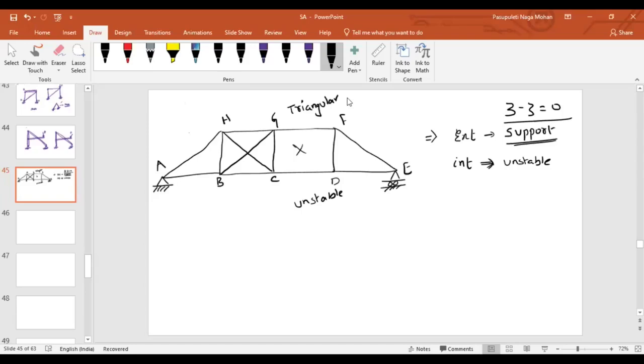It's clear, right? It is internally unstable, or we can say that the truss is unstable, and it is externally determinate. But how about internal indeterminacy? How can we find it out? Whether it is determinate or indeterminate?